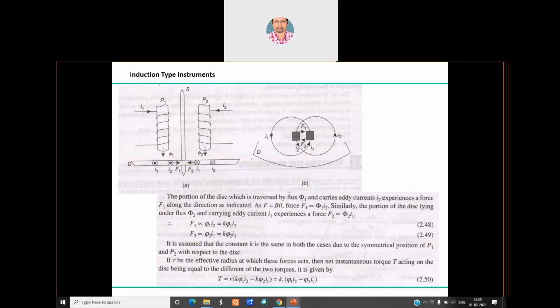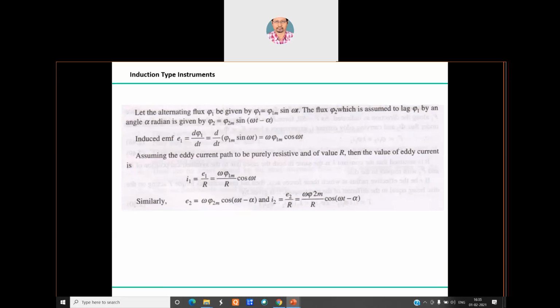In the steady state condition, remember the direction of flow of current and the direction of the induced flux effect are always opposite. Therefore, the torque exerted depends on the radius of the disc times the difference of the two forces, F1 minus F2, or in other words phi 1 I2 minus phi 2 I1. If I assume an instantaneous sinusoidal AC supply, phi 1 is equal to phi 1m sin omega t, and phi 2 is phi 2m sin(omega t minus alpha). Why alpha?